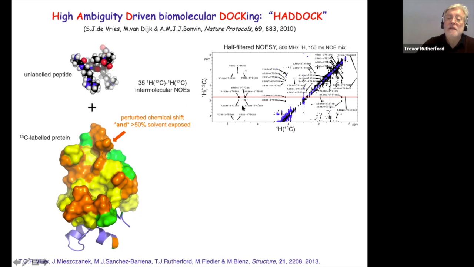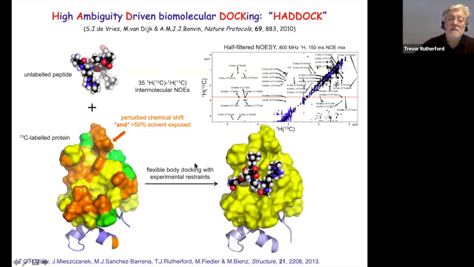So all of the NOEs that you see here are going across the interface between the unlabeled ligand and the labeled protein. I've color-coded all of the chemical shift perturbation that we see when we add the ligand. And when we add in the measured restraints from 35 intermolecular NOEs that we see across the interface here, what we can do is a flexible body docking routine that puts this ligand into the protein site.